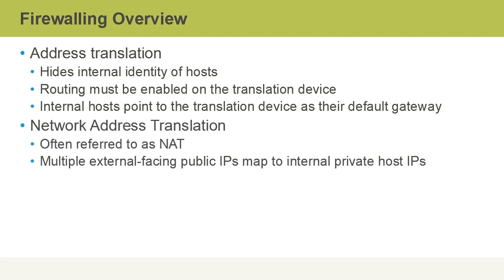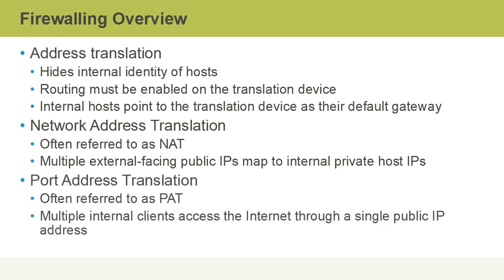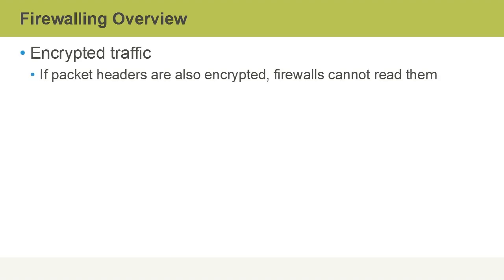Network address translation, often called NAT, means that we've got multiple external-facing public IPs that each map to a different internal private host IP. So we're protecting the true identity of those internal hosts while allowing incoming connections from the outside. Port address translation is often referred to as PAT. This is where we can allow multiple internal clients to access the internet through a single public IP address configured on the PAT device.